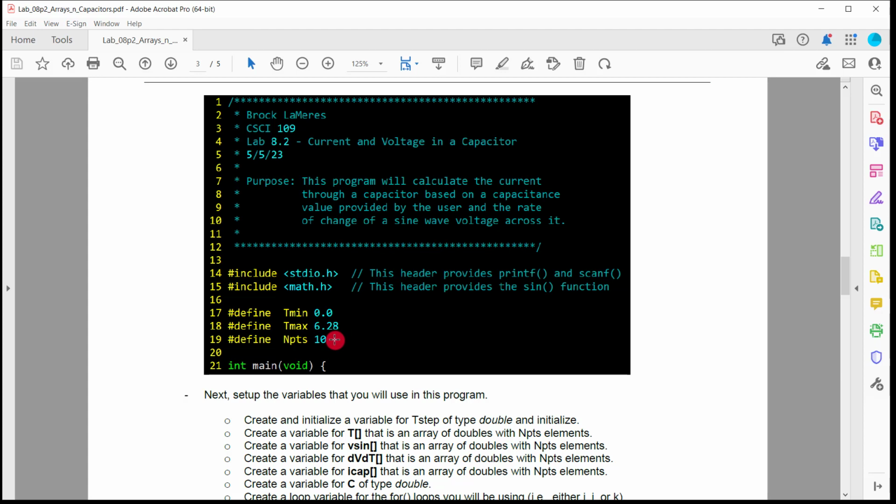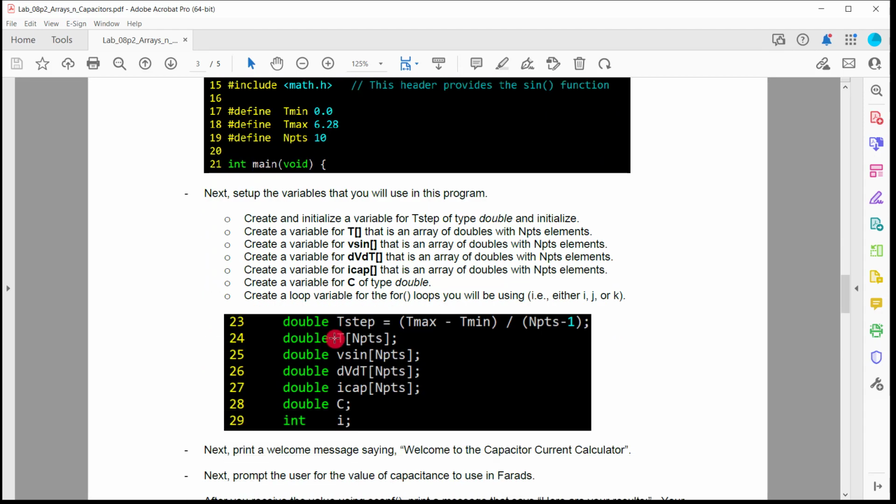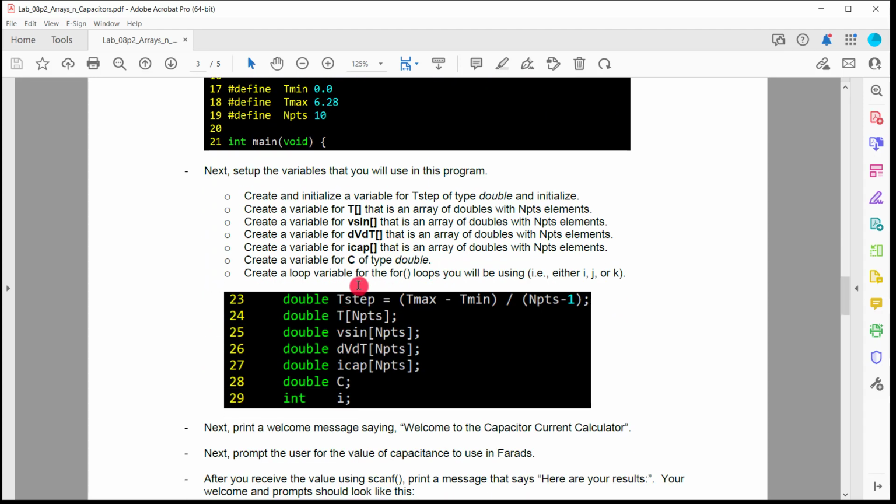You'll start with endpoints of 10, and then you're going to set up all these variables. You'll set up an array for time, voltage, dv/dt, and the current of the capacitance. And then you'll set up a t-step variable where you'll calculate the time step that'll be in the array based on the number of points. You'll create a double variable to hold the capacitance that you will prompt the user for. Then, of course, you've got to get your loop variable in there.